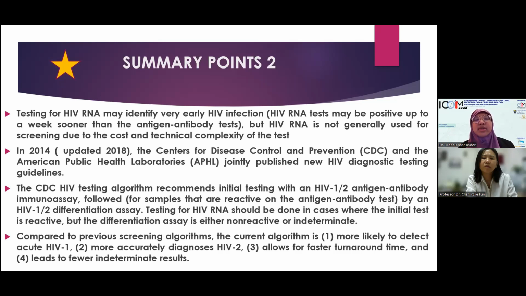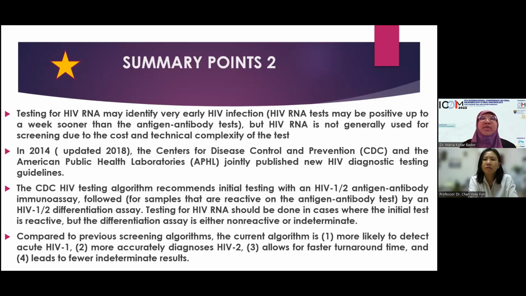In 2014, the CDC gave new HIV diagnostic testing guidelines, which incorporated the HIV-1, HIV-2 differentiation assay, and testing for HIV RNA to be done where the initial test is reactive, but the differentiation assay is either non-reactive or indeterminate. Compared to the previous algorithms, this current algorithm is likely to detect acute HIV-1 and more accurately diagnose HIV-2, allows for faster turnaround time and leads to fewer indeterminate results.